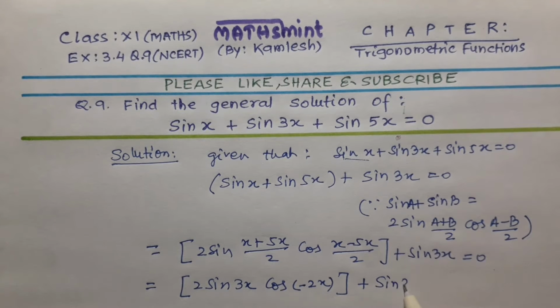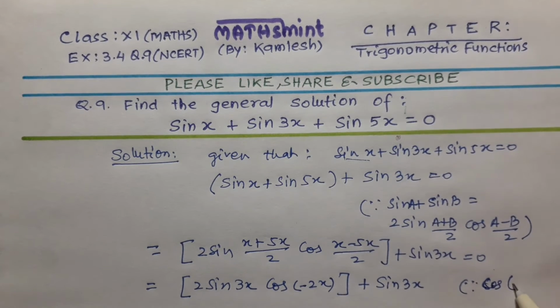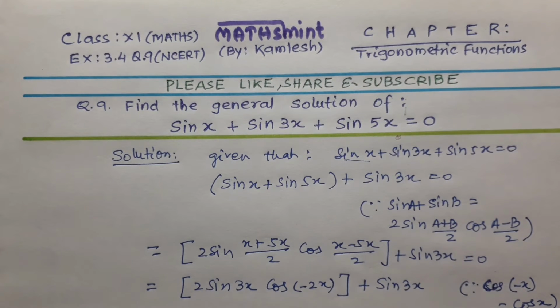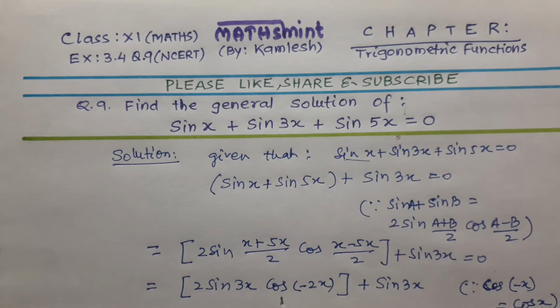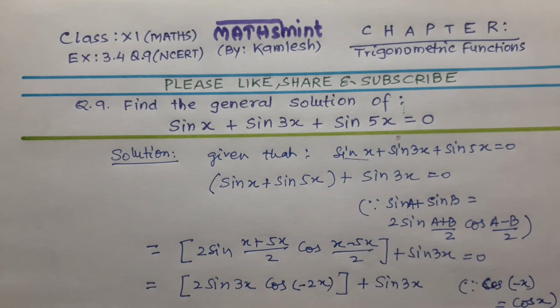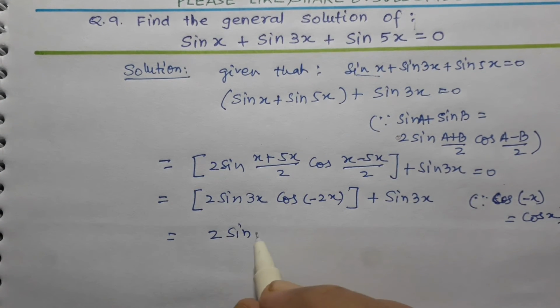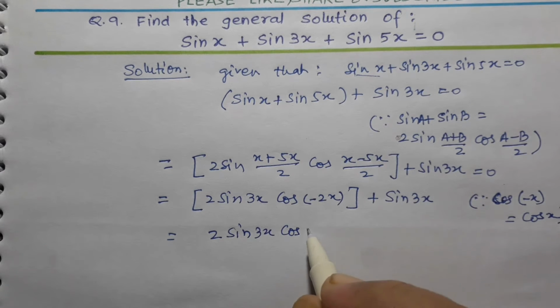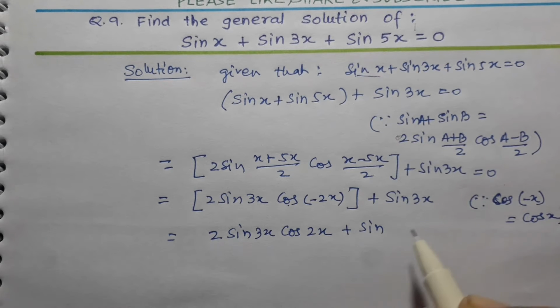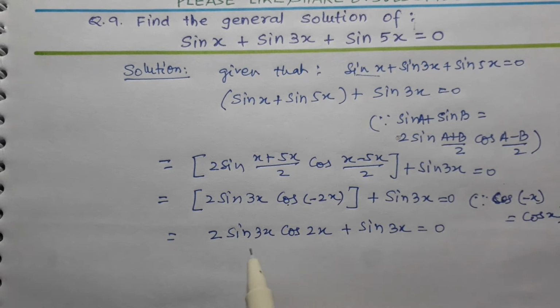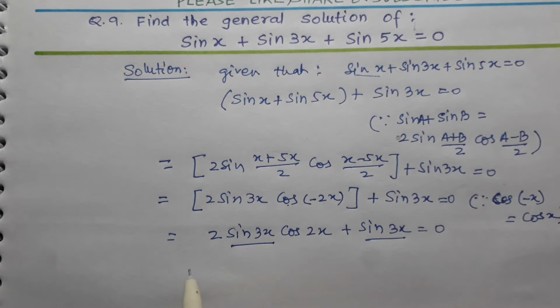Plus sine 3x. Since cos minus x equals cos x, we shall write here cos minus 2x as cos 2x, so it is equal to 2 sine 3x cos 2x, because cos minus x becomes cos x, right? Plus sine 3x equal to 0. Now sine 3x is also here and also here, so we can take it common. So sine 3x, then 2 cos 2x will remain here, and this will be 1, equal to 0, right?